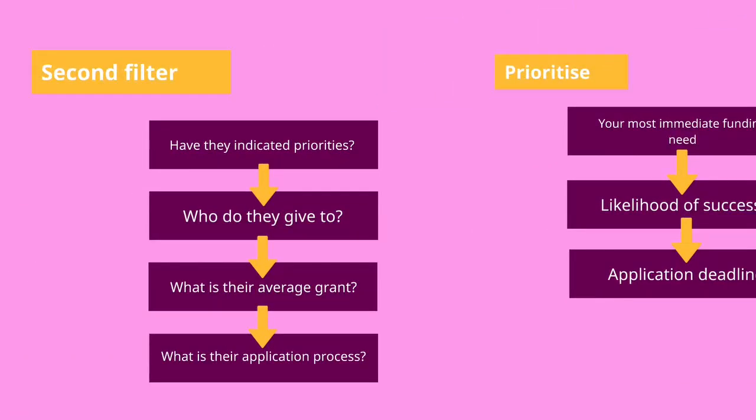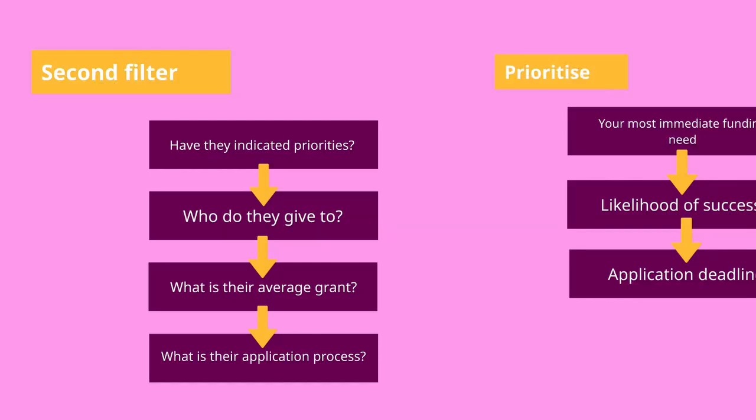From your long list, filter those that are the closest fit for what you need, the amount, what they fund, and timescales. Work in batches to assess these funders and do more research. Have they indicated any funding priorities in their annual report, on a website, or through other communication? Do you know who they give to?